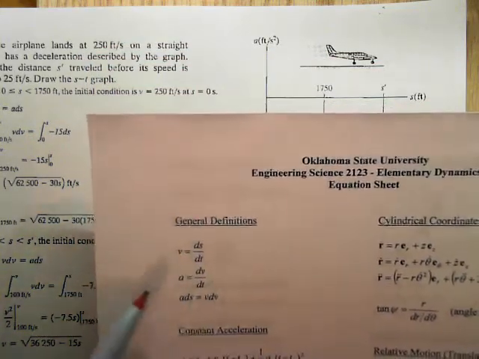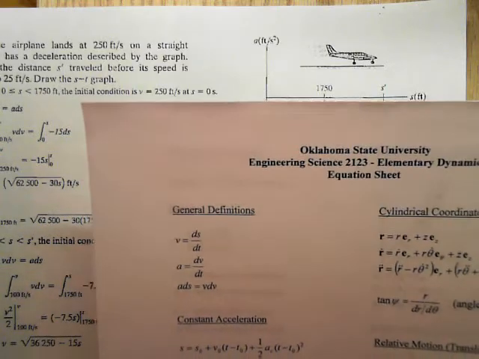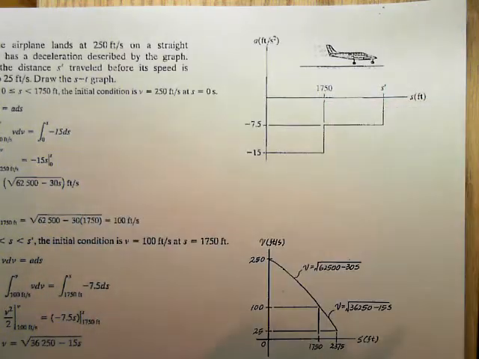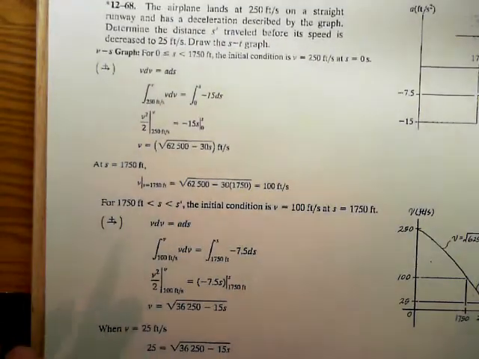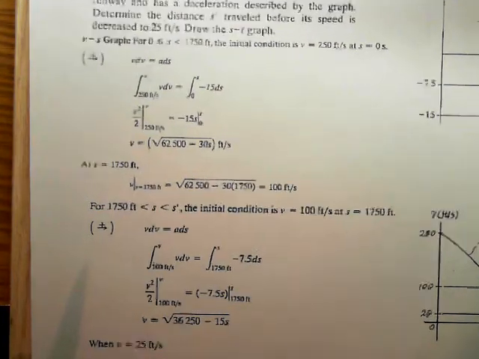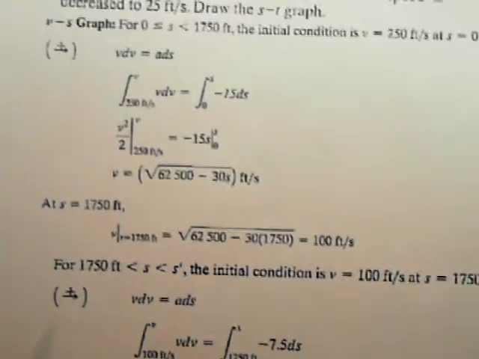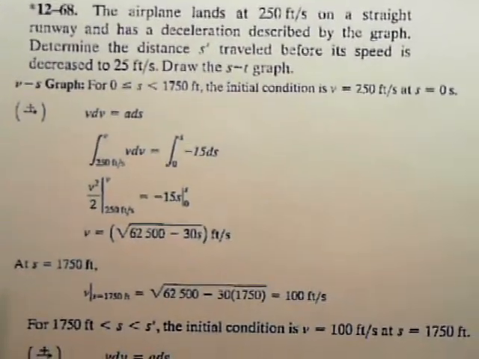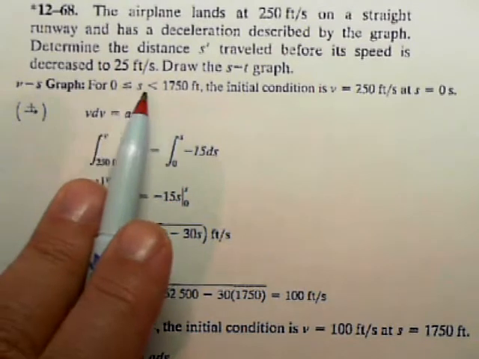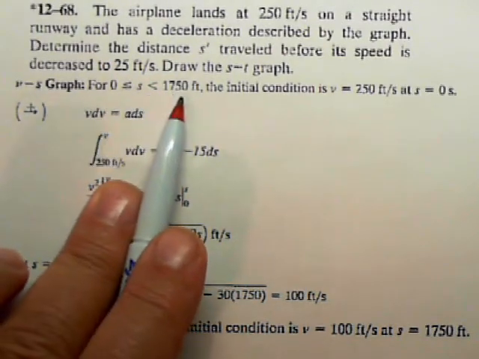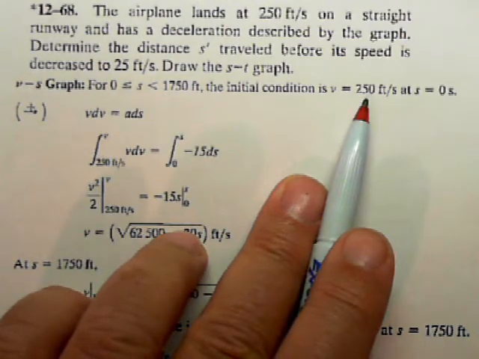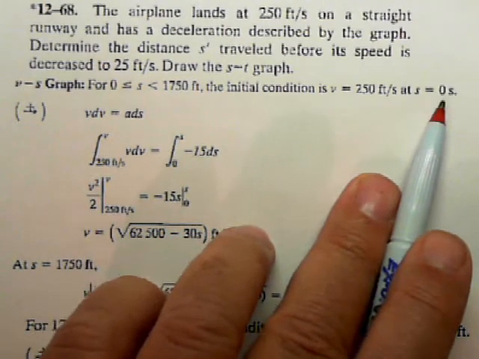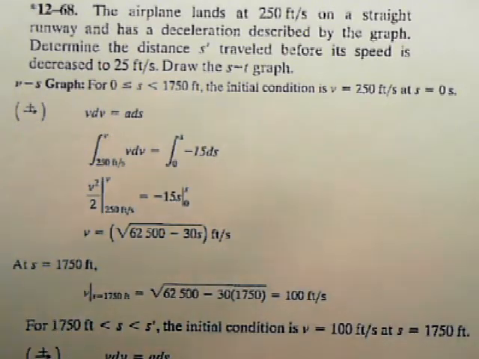To answer the full question, we would have to make our way toward time. So let's start off with the a ds equal v dv form. Let's zoom in a little bit on this. In the region where S is between 0 and the change point 1750, we were told that our initial velocity was 250. And we can decide that S is equal to 0 at that point.